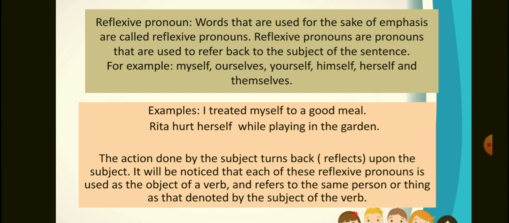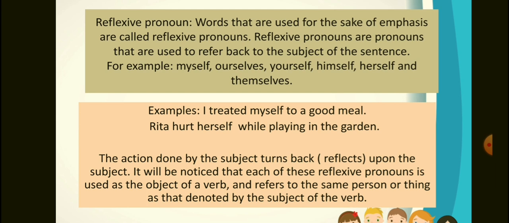Now let us know about reflexive pronoun. Words that are used for the sake of emphasis are called reflexive pronouns. Reflexive pronouns are pronouns that are used to refer back to the subject of the sentence. For example, myself, ourselves, yourself, himself, herself, and themselves. See, for example, I treated myself to a good meal. Rita hurt herself while playing in the garden.